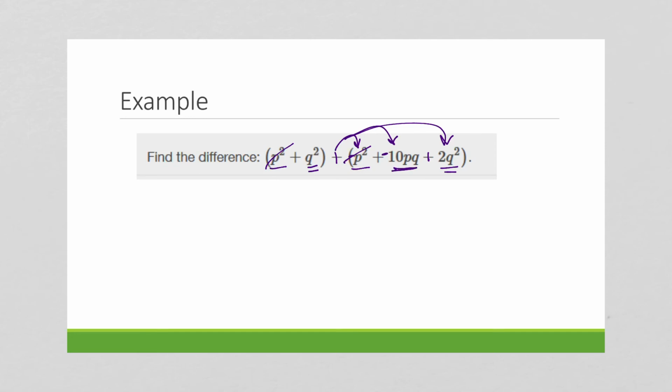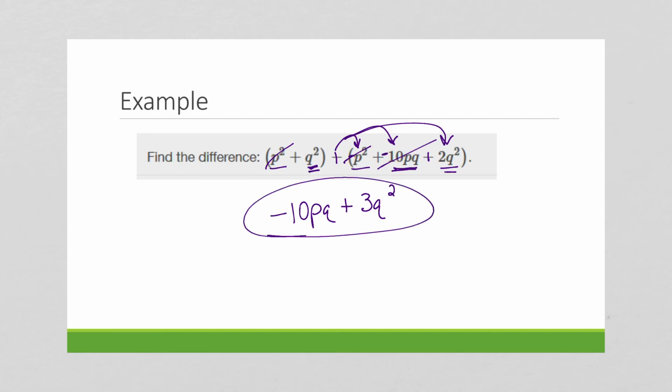This guy, pq, would be next. There's nothing to combine it with. That goes away. And then q squared plus 2q squared is 3q squared. And it's positive, so it's got a plus sign in front of it. All right, that's it for this problem.